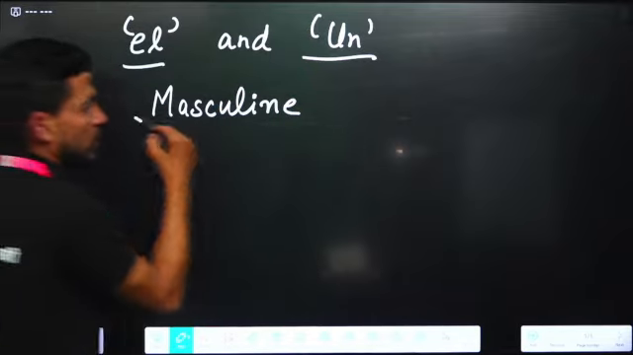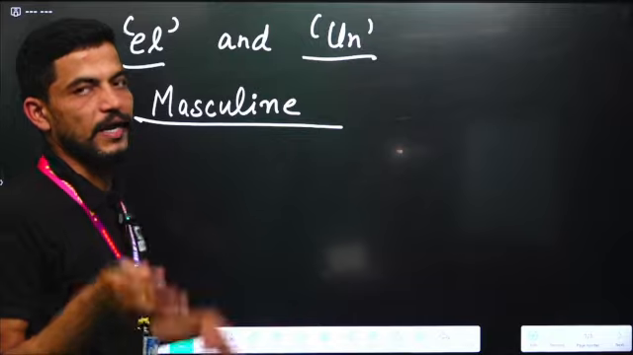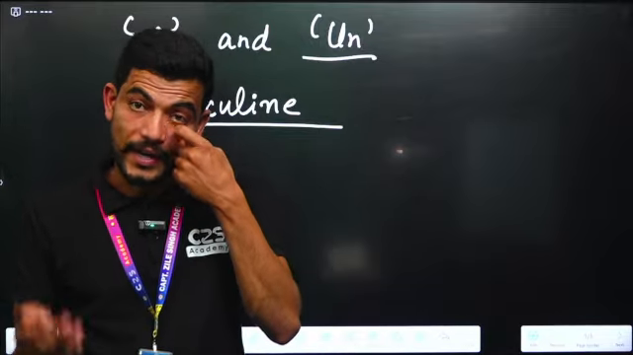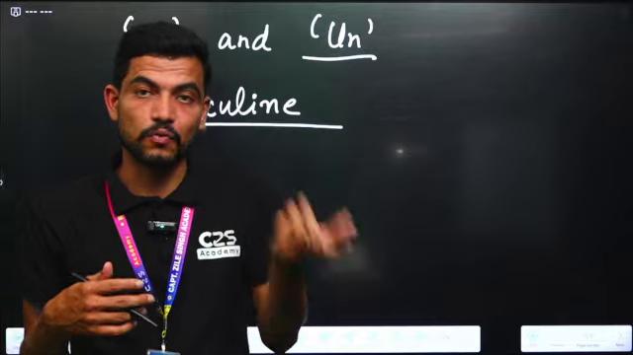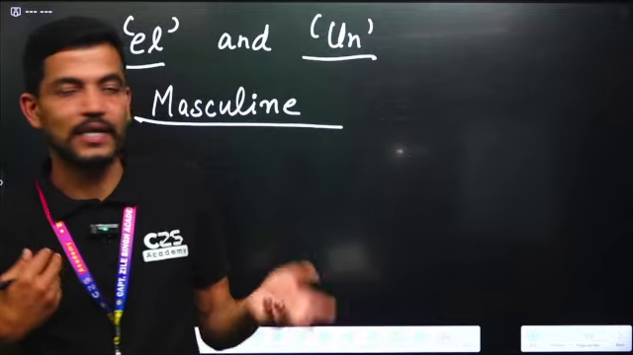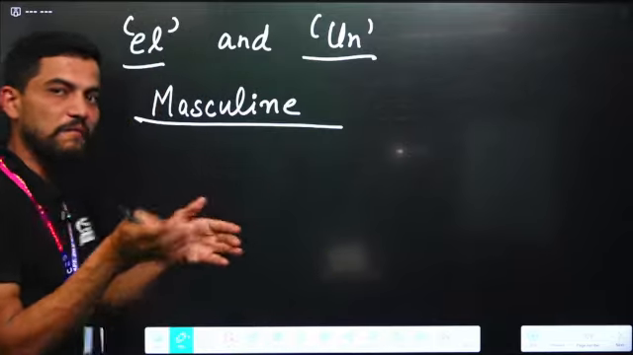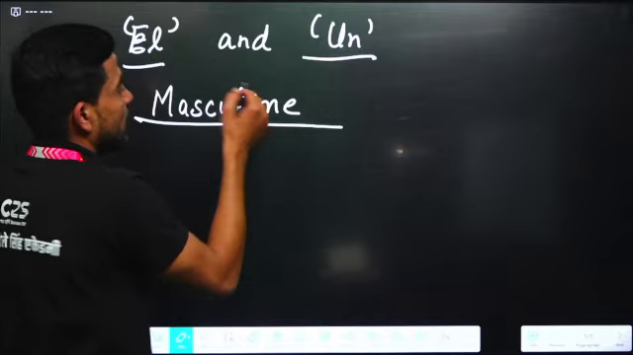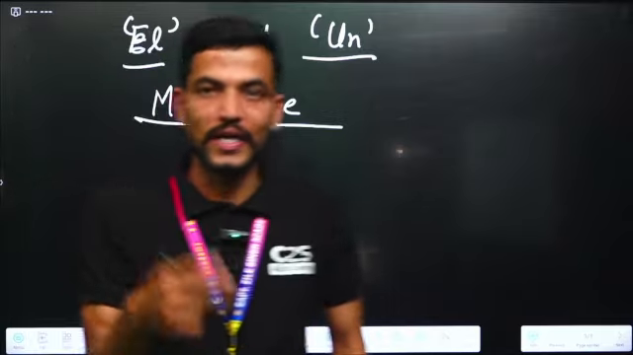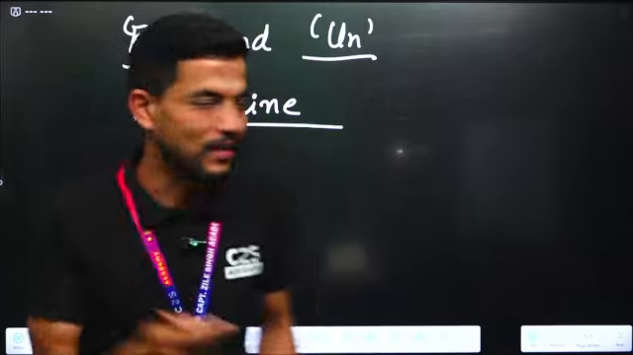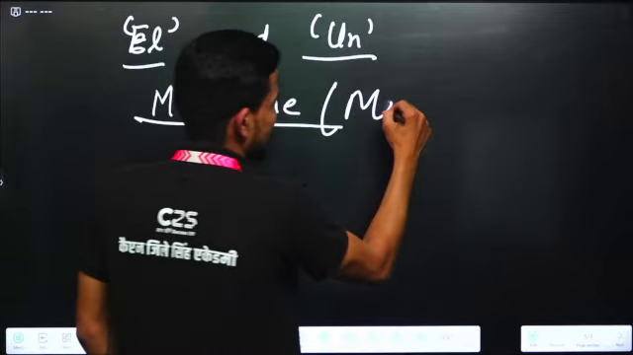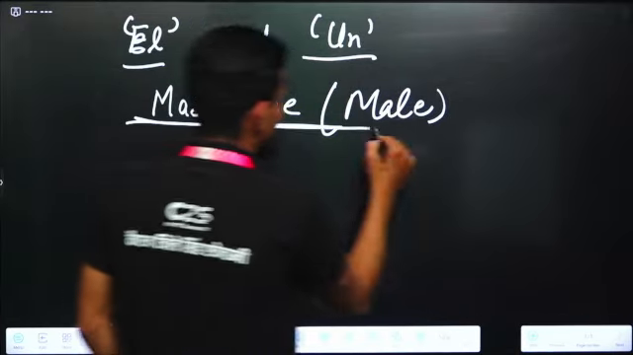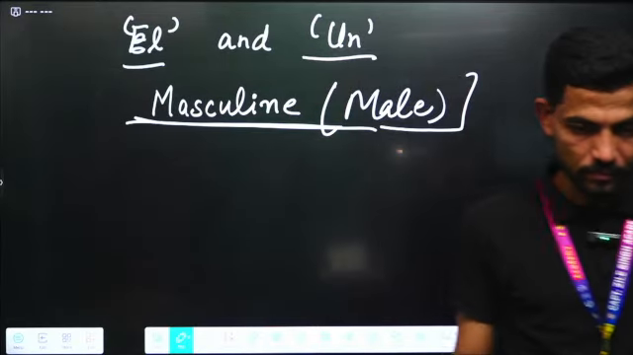I told you a noun is a naming word for any living thing, for any idea, or for anything which we are using, for example happiness, feelings, and anything, that is called a noun. And before the noun, if we are using el or un, it usually tells us it is masculine. Masculine mostly refers to the male.